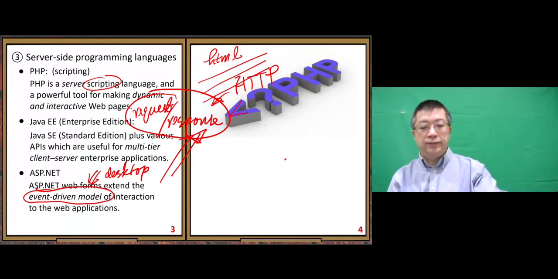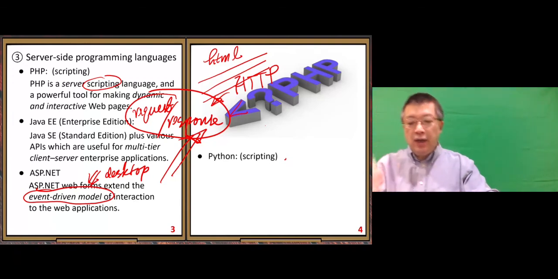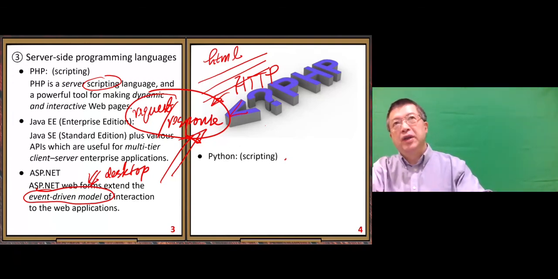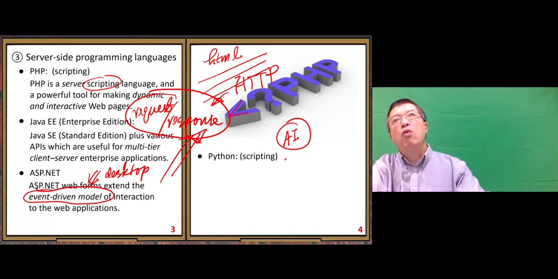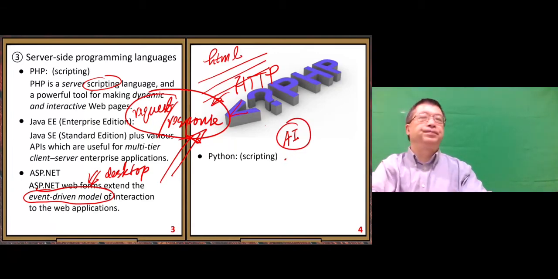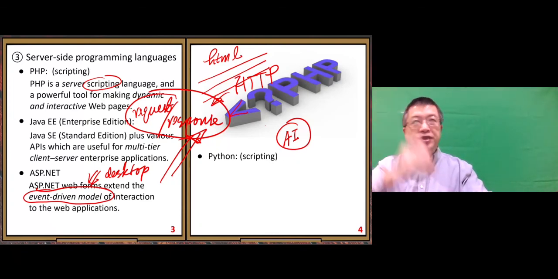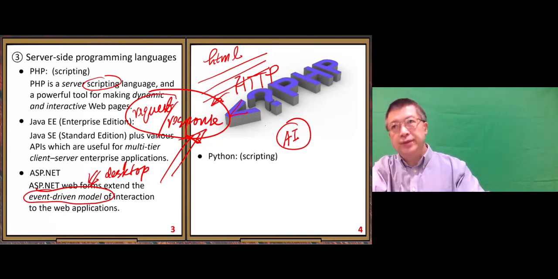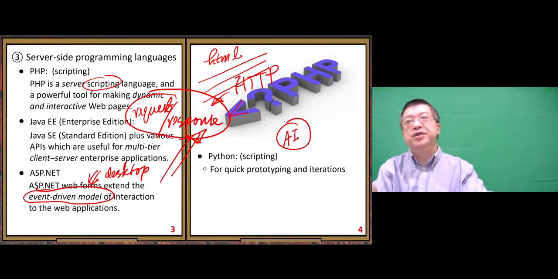All right. Then Python. Currently, it is a big, important player in the technology world. The reason is AI. It is the programming language for AI. That's why it is an important player, so we need to learn it. Its properties are quick prototyping and iterations.